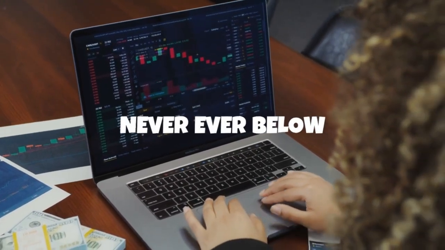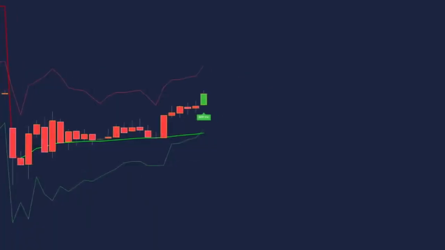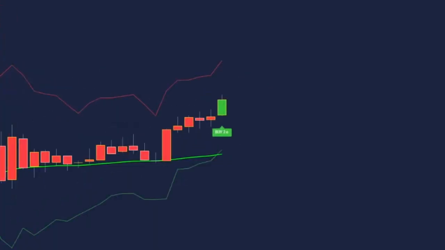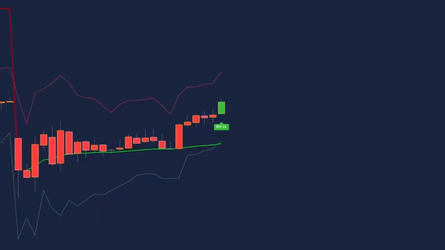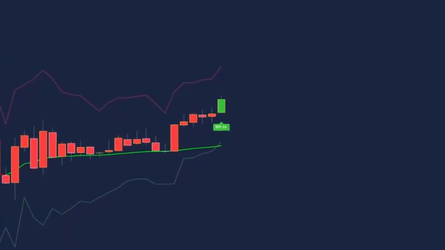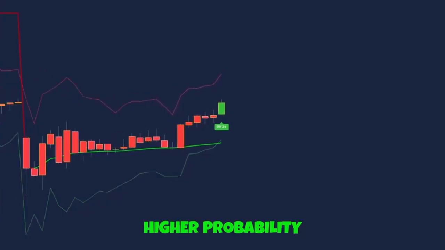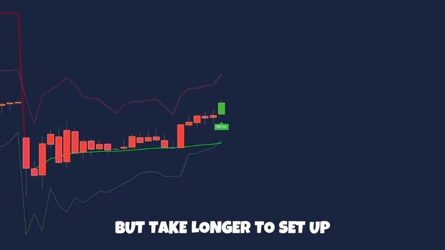It's important to know that we only take buys when it is above the green VWAP line and never ever below. Now, the buy label does have a star rating out of 3, and this defines the quality of the trade signal, 3 being the best. But for this strategy, we will take all stars 1, 2 and 3. 3-star trades have a higher probability, but take longer to set up.